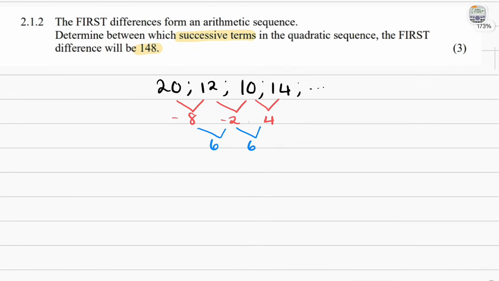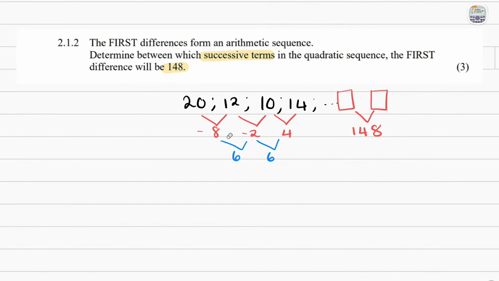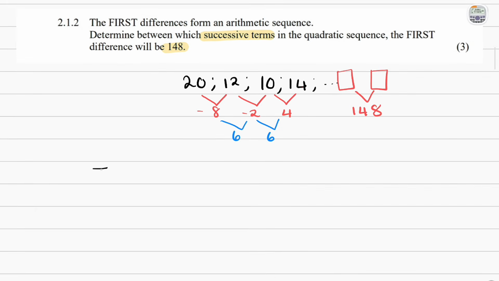Look at the first differences. They want to find out between which two terms in the quadratic there will be a first difference of 148, not 147. We can easily find this because this is a pattern with more than one term, so we can find its formula, and then we can find out which term number belongs to 148 in this first difference. For example, this is term 1, term 2, term 3. So let's find out which term number that would be. The first differences are an arithmetic pattern.